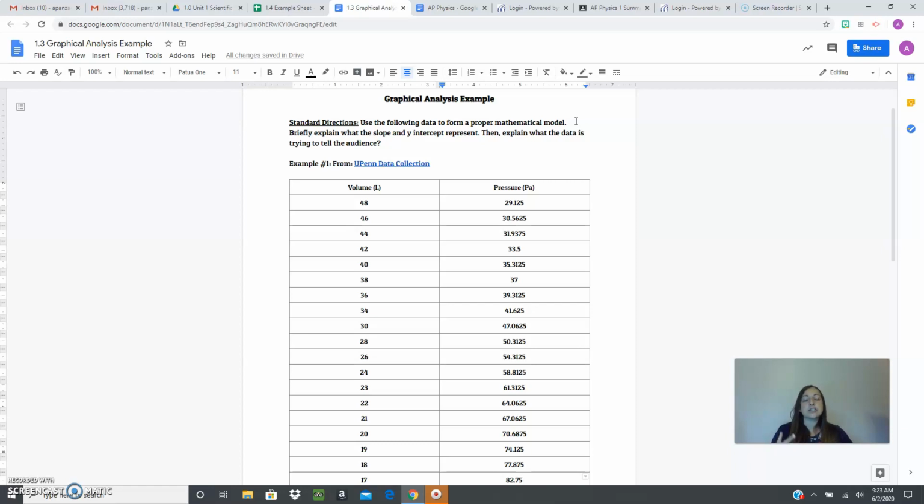But some of the other things that you want to do is what I have in the directions here. So briefly explain, what does the slope represent? So what does it mean in real life? There is a much bigger meaning to slopes in science than there is when you're just purely doing a math equation. You get, okay, we know that it's the change in y over the change in x, it's the rise over run, whatever you want to call it. We know that it's a rate of change, but in science, that rate of change has a much, much, much bigger meaning. Same thing with the y-intercept.